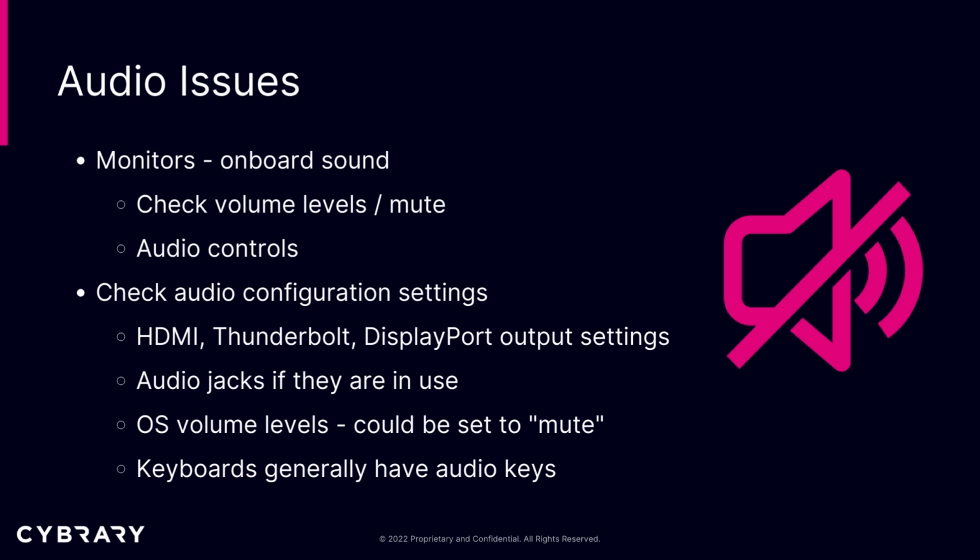Also, you want to confirm that the settings in the operating system are not muted or turned off as well. Sometimes these settings could be disabled and that's stopping the audio from being transferred over to the monitor. Now, depending on the cable type, whether it's HDMI or Thunderbolt or a DisplayPort type cable, make sure that the output settings are set to be enabled. Again, these settings could be disabled in the operating system, preventing your audio from coming across on your monitor. So check those as well. Other things to look for is on the keyboards. They generally have your audio keys. Make sure those are not turned off or have been muted.